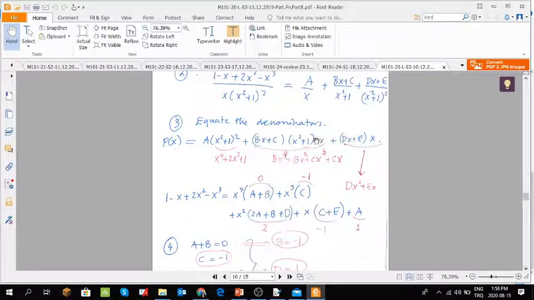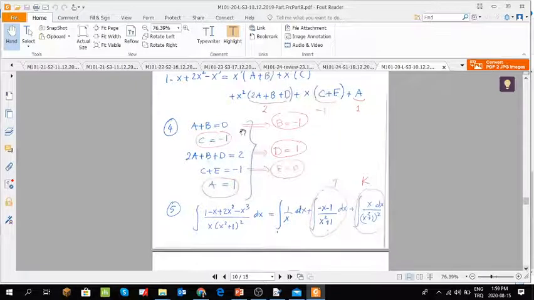Again, we equate the numerators, we gather the like terms. X to the 4 has coefficient 0 here because we don't have x to the 4. A plus B is 0. X cubed has coefficient negative 1, so C is negative 1. X squared has coefficient 2, so this is 2. And x has coefficient negative 1, so C plus E is negative 1. And the constant term is 1.